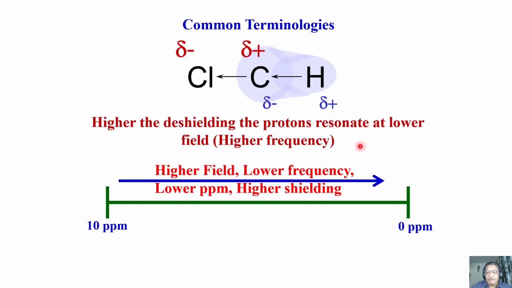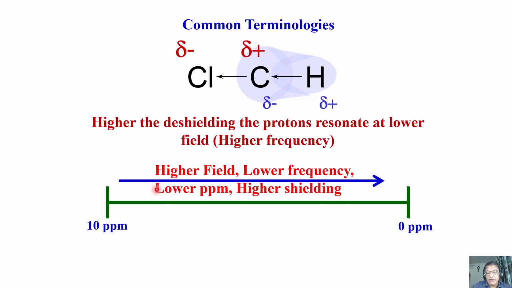For example, I have a peak here. It is at, let us say, 500 hertz in frequency. If I have a peak here, it will be 2500 hertz. From the frequency scale, this side is higher and this side is lower. Higher the field, lower the frequency.